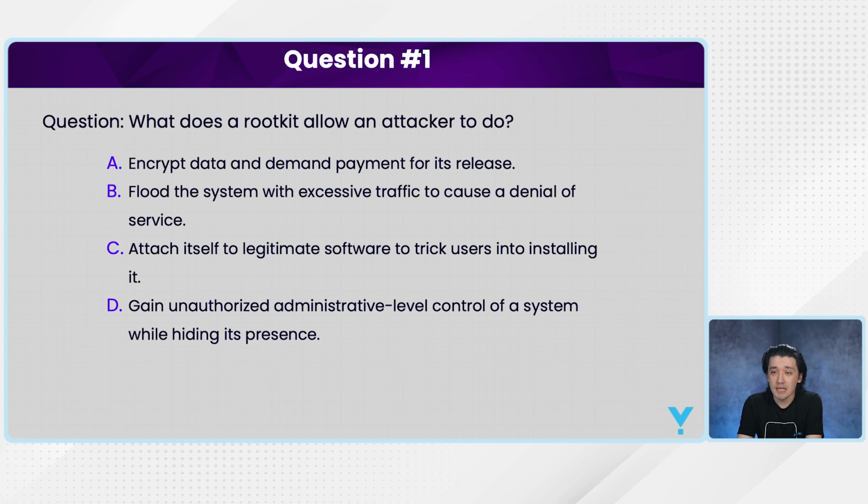Question 2. What does a rootkit allow an attacker to do? A. Encrypt data and demand payment for its release. B. Flood the system with excessive traffic that causes denial of service. C. Attach itself to legitimate software to trick the user into installing it. D. Gain unauthorized administrative level control of a system while hiding its presence. I'll give you a second.